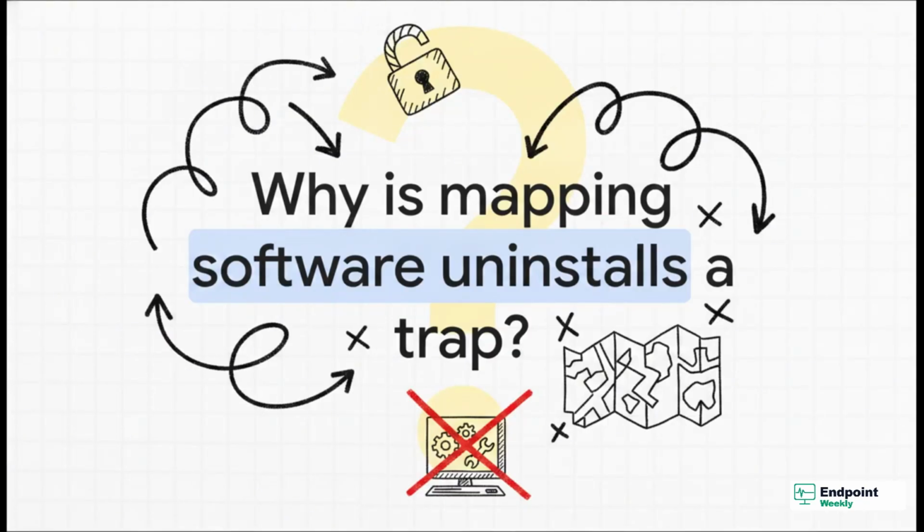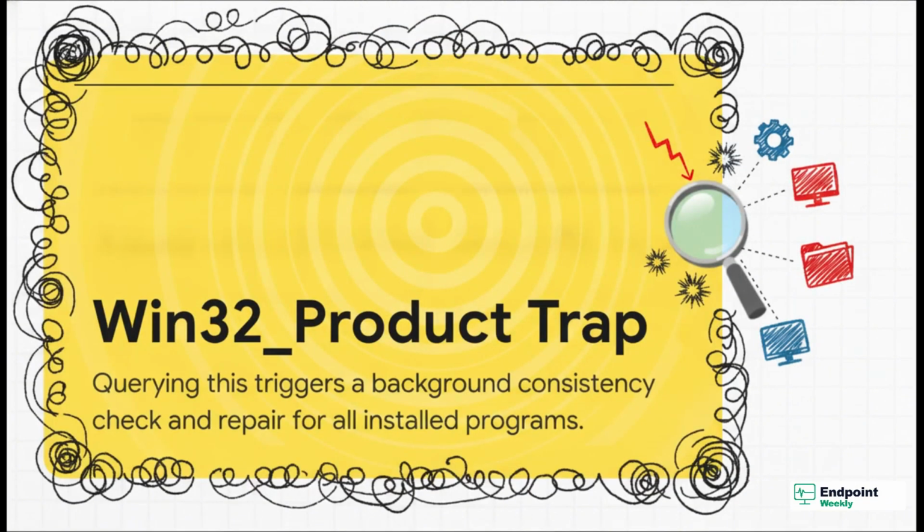But hold on, just a second. There is a massive gotcha here. If mapping is so simple, why is mapping software uninstalls an absolute trap? It's because of what's known in the industry as the Win32_Product trap. You might think the logical replacement for finding software is Get-CimInstance Win32_Product.